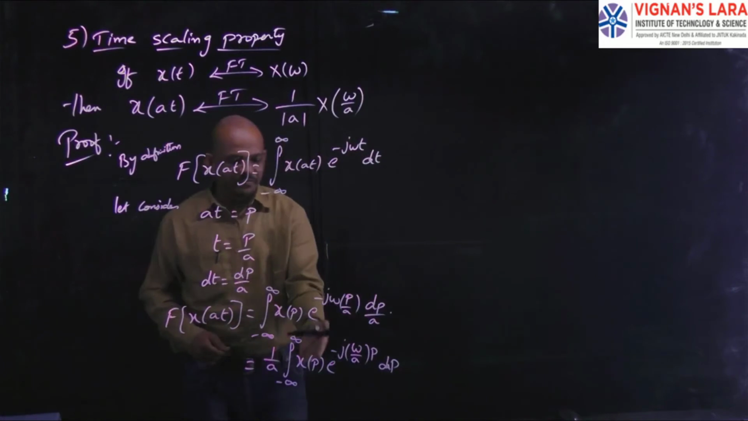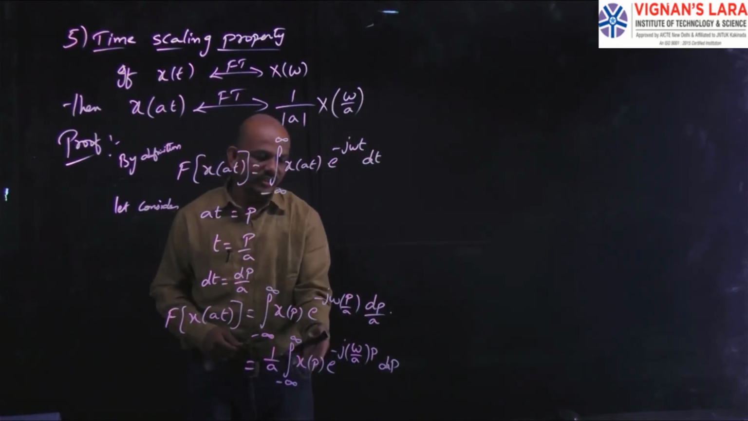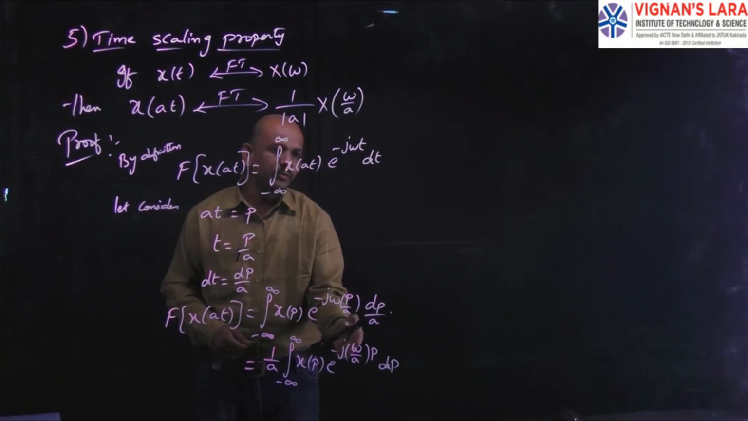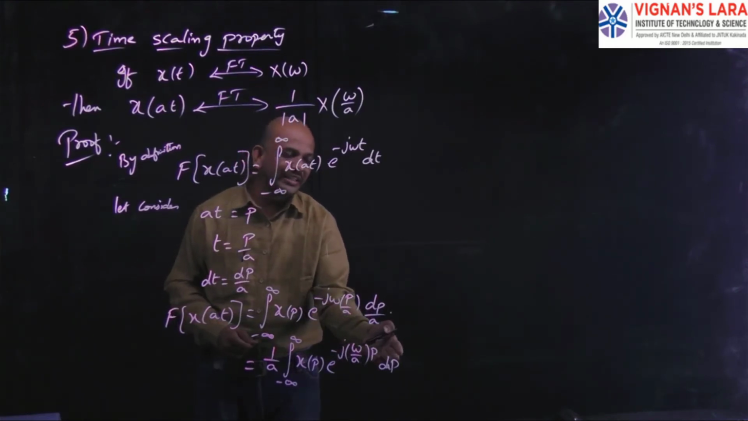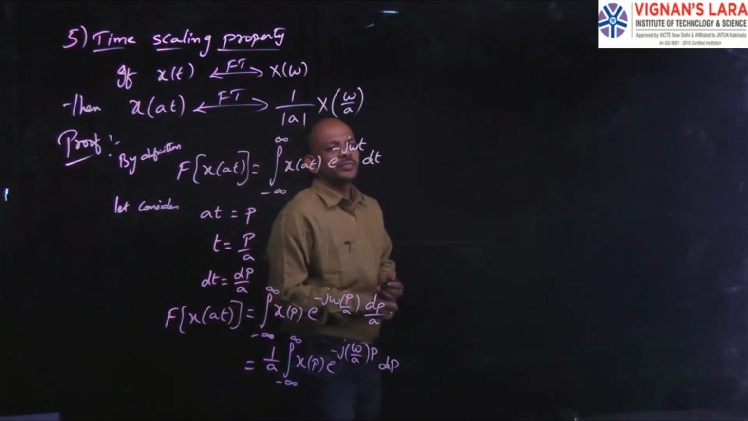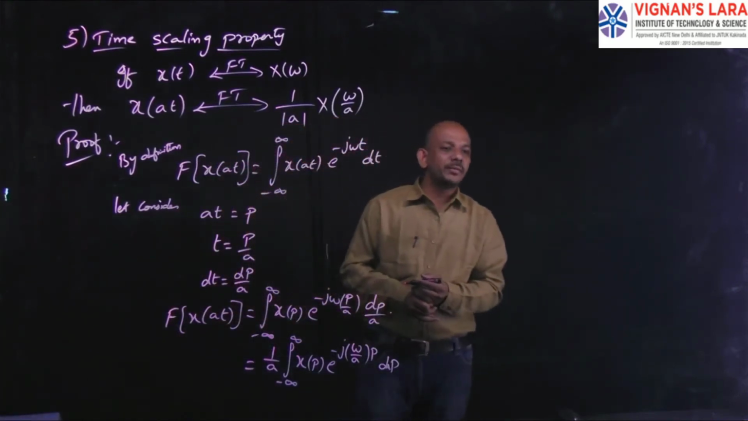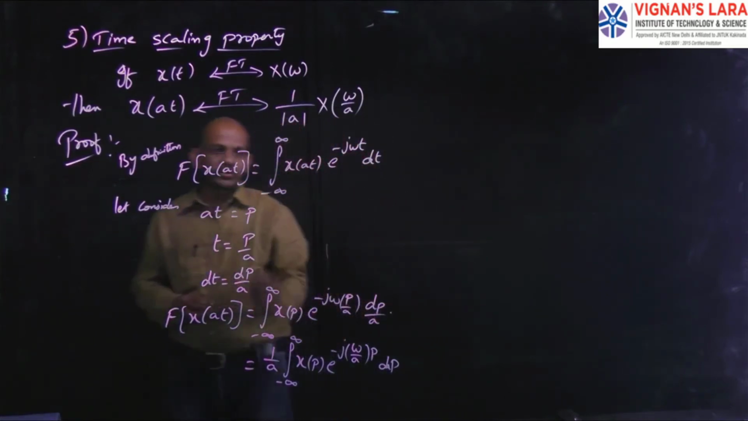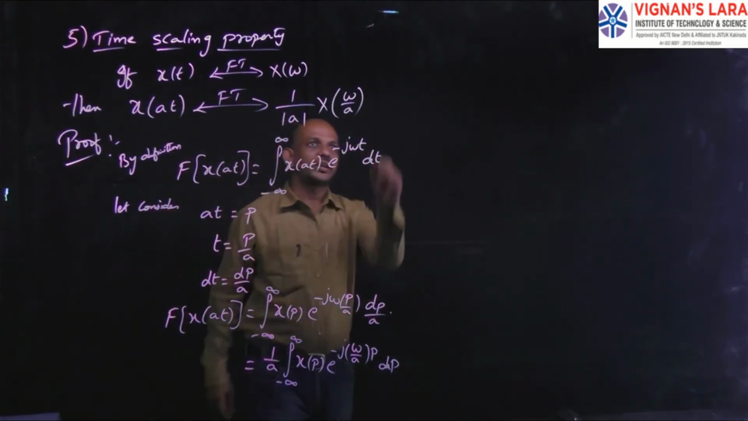If I replace p with t, then what happens? x of t into e power minus j into omega by a into t dt. So in place of omega I have omega by a, so capital X of omega will become capital X of omega by a. Simple. But here we have two cases.